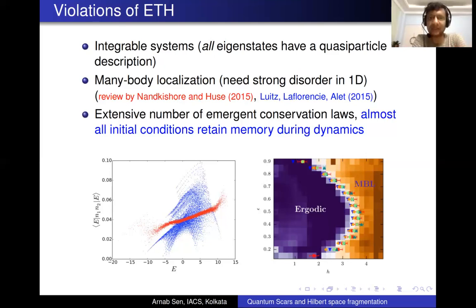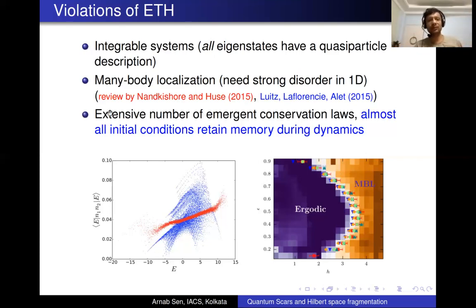In both these situations, this happens because there is an extensive number. When I say extensive number, it means a number scaling with the number of degrees of freedom in the system. That's why I call it extensive. So in both these cases, there's an extensive number of emergent conservation laws. And because of these, almost all the initial conditions retain a lot of memory, even under unitary dynamics with an interacting model, because that interacting theory has this built-in hidden structure, that there are so many conservation laws. That's why that theory cannot thermalize.